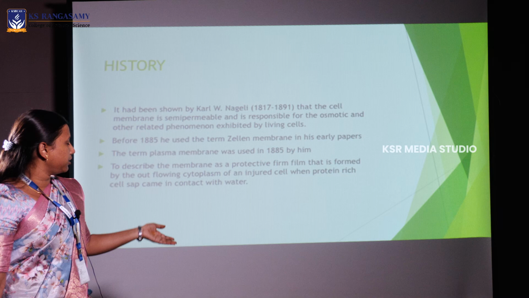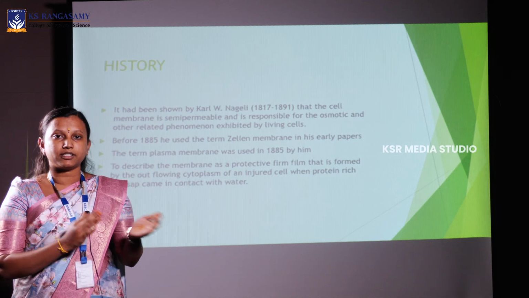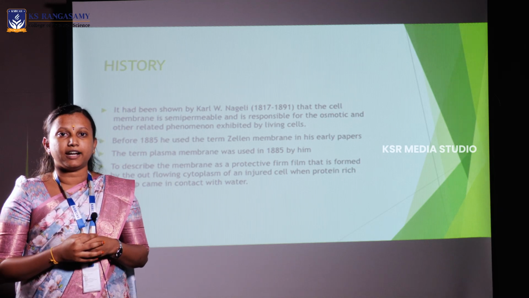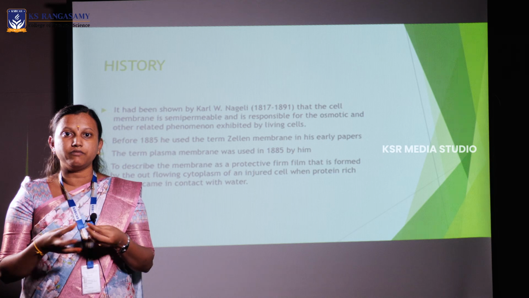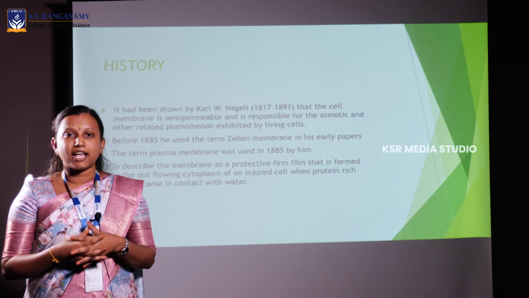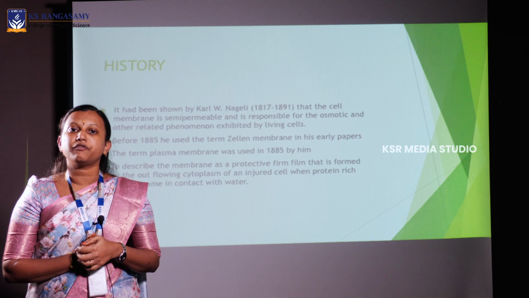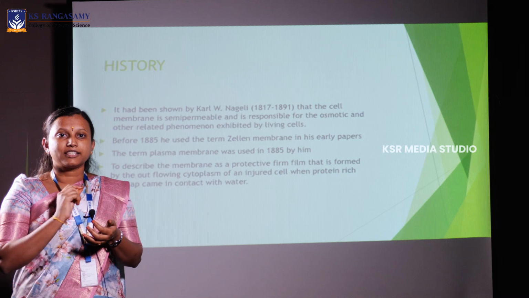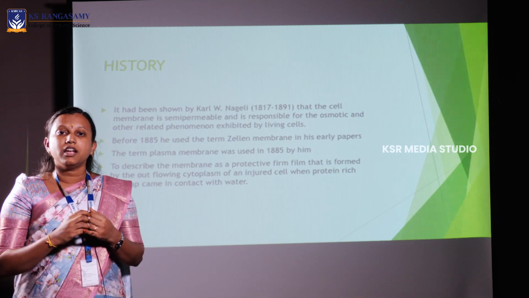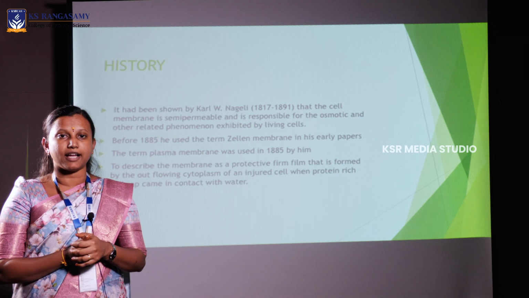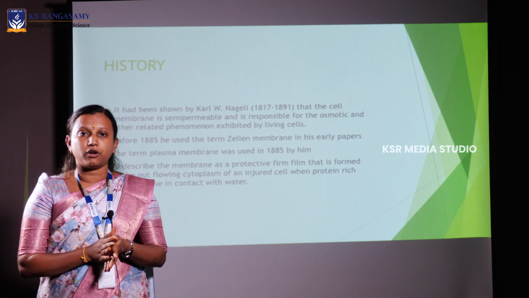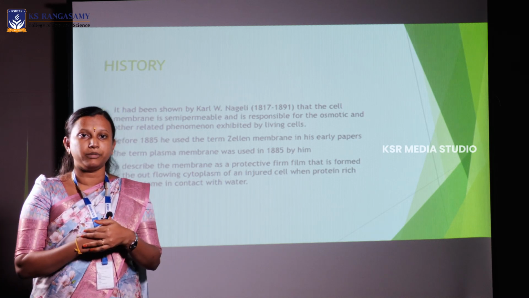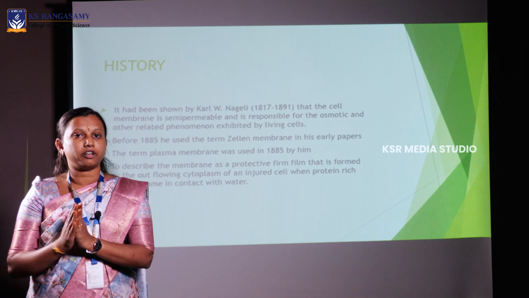Now we are moving to the history of the cell membrane. In the early stages, Carl W. Nageli, 1817 to 1891, described that there is a membrane surrounding the cell, called the plasma membrane, due to the osmotic and other functions of the cell. Before 1885, he named it the cell membrane because of its nature. After 1885, he named it the cell membrane due to the discovery of an injured cell which has the capacity not to mix the cytoplasmic content into the watery content of the cell.